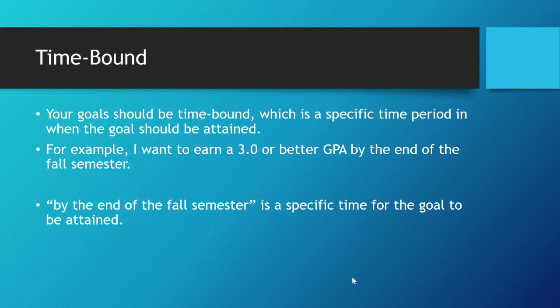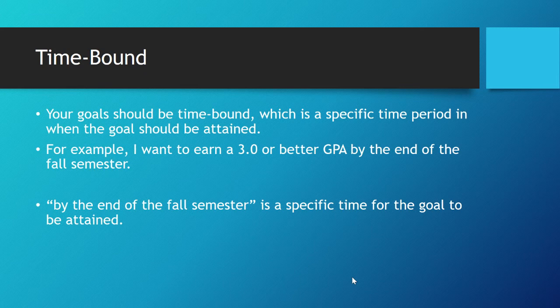Time bound. Your goals should be time bound, which is a specific time period when the goal should be attained. For example, I want to earn a 3.0 or better GPA by the end of the fall semester. By the end of the fall semester is a specific time for the goal to be attained. It's not, I want to have a 3.0 or better. That could be this semester, next semester, by the time you graduate, whatever. Your goal needs to be time bound.